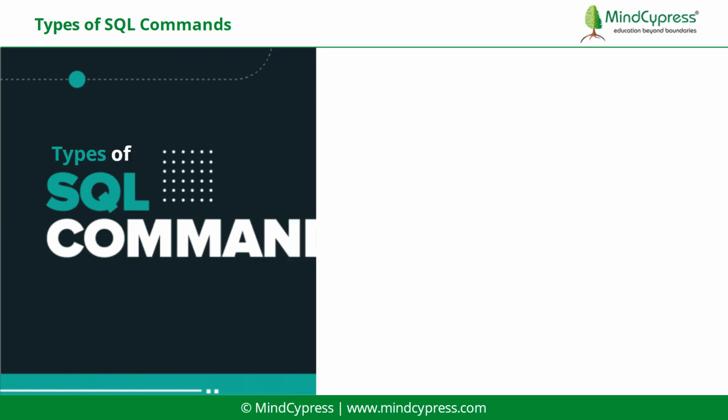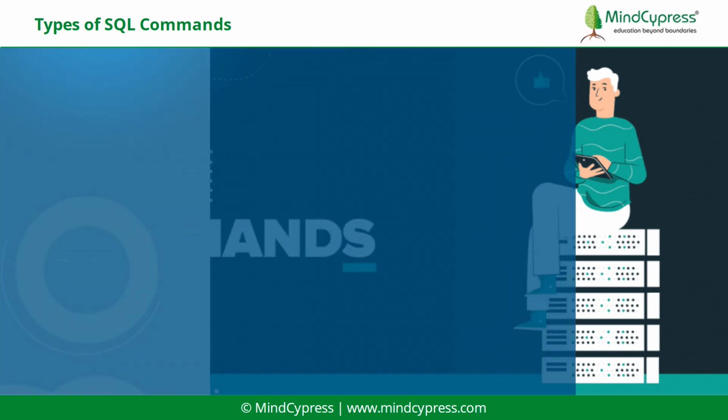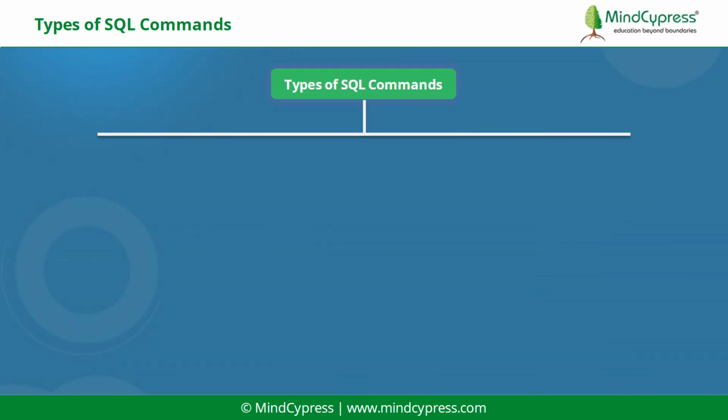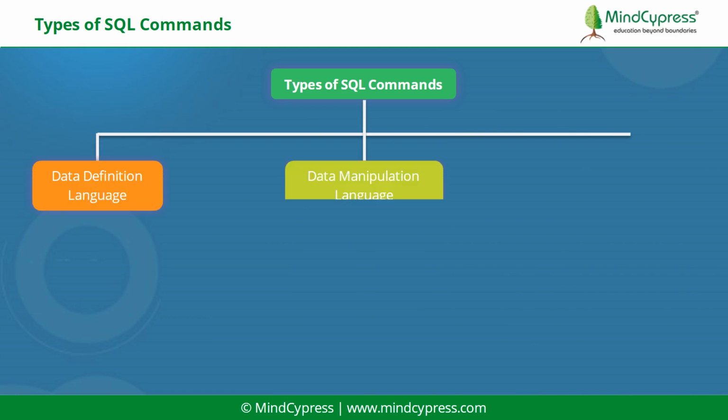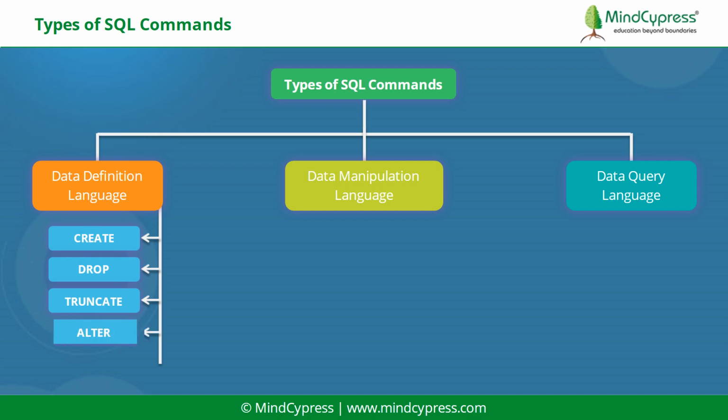Now we will discuss types of SQL commands. Here are 3 types of SQL commands. First is Data Definition Language. Second is Data Manipulation Language. Third is Data Query Language. First is Data Definition Language. Here are 5 types of Data Definition Language. First is Create. Second is Drop. Third is Truncate. Fourth is Alter. Fifth is Rename.